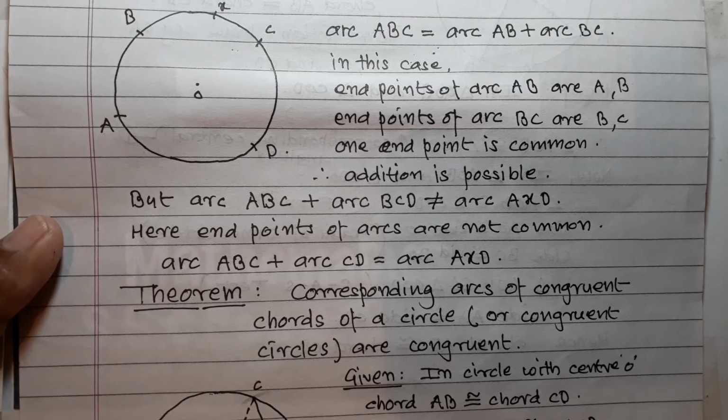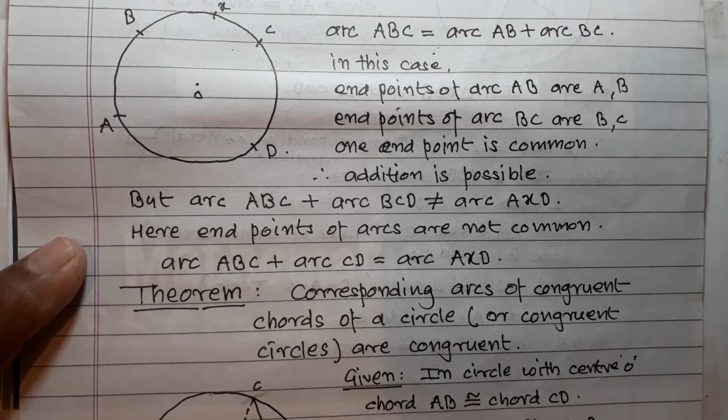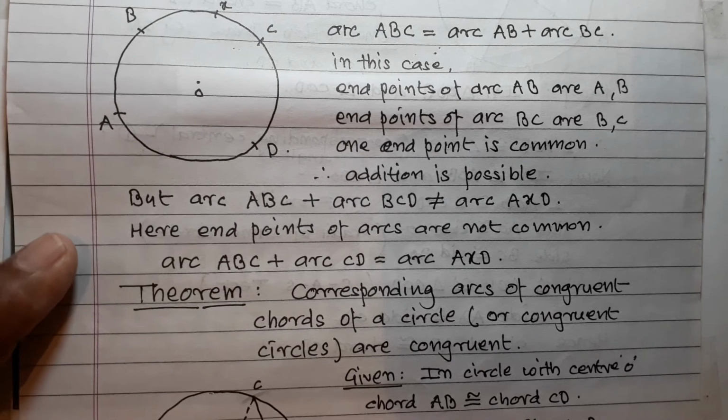So what is given? In a circle with center O, chord AB is congruent to chord CD. This is given. To prove: arc AB is equal to arc CD. Okay, very easy it is. Construction: draw OA, OB, OD, OC. Simply join all the radii. Proof.